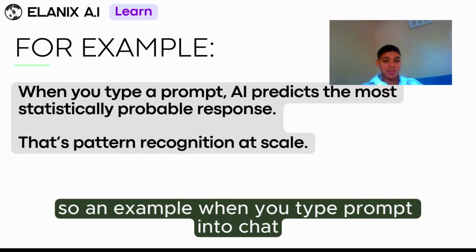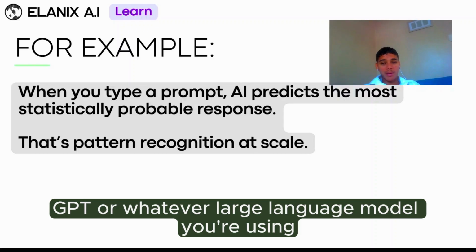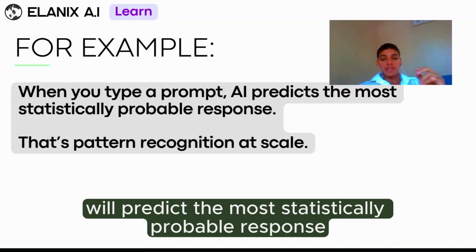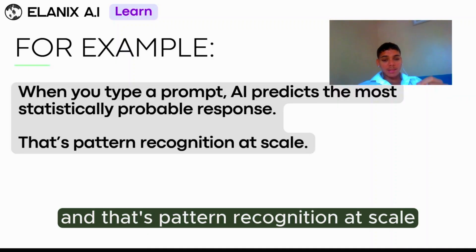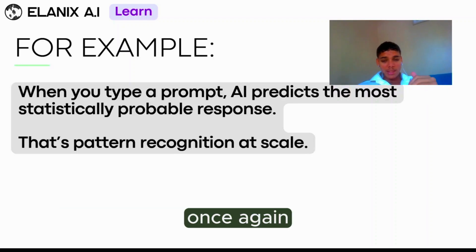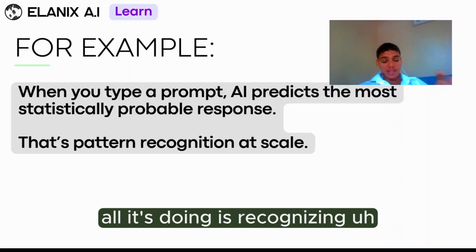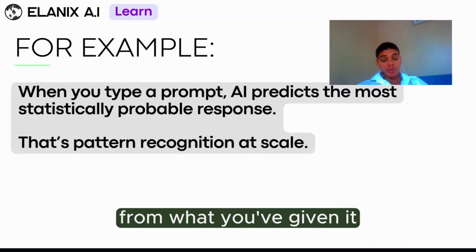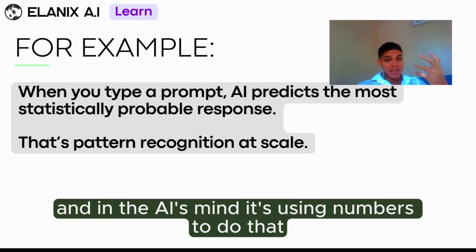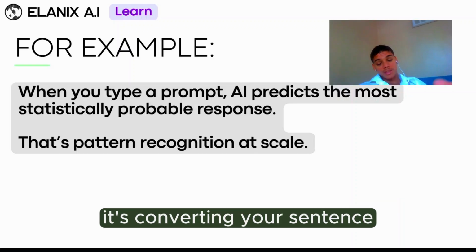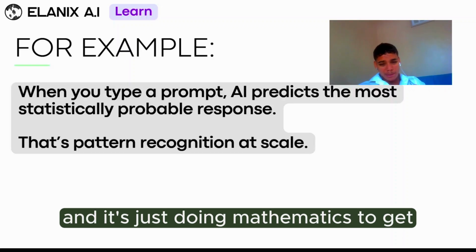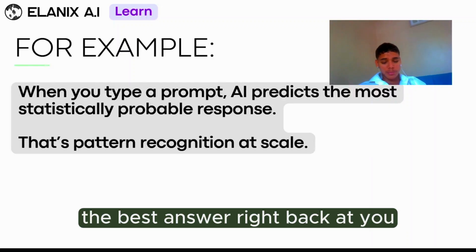So an example: when you type a prompt into ChatGPT or whatever large language model you're using, the AI will predict the most statistically probable response, and that's pattern recognition at scale. Once again, all it's doing is recognizing a pattern, trying to predict the best answer from what you've given it. And in the AI's mind, it's using numbers to do that. It's converting your sentence prompt into a numerical statement, some numbers, and it's just doing mathematics to get the best answer right back at you.